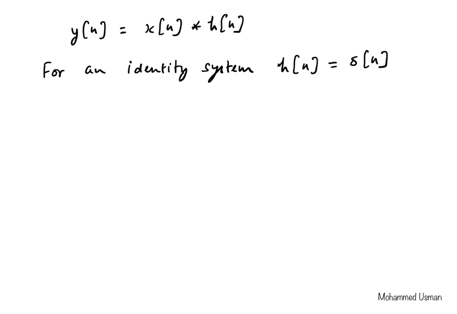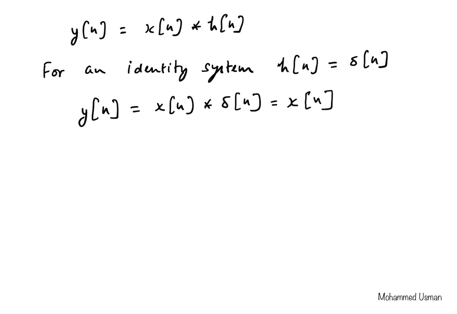So therefore, we can write this input-output relationship as y of n equal to x of n convolved with delta of n, because h of n is equal to delta of n. And because this is an identity system, the output is equal to the input. So the output y of n here is equal to the input x of n. And so x of n convolved with delta of n should give us back x of n, because we are dealing with an identity system.